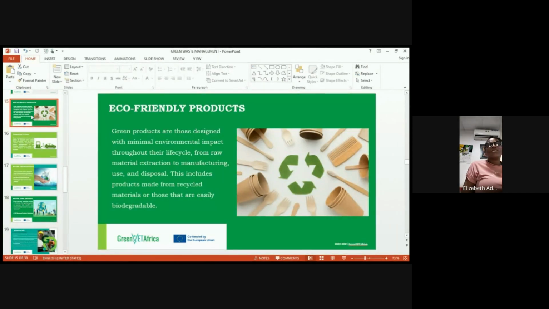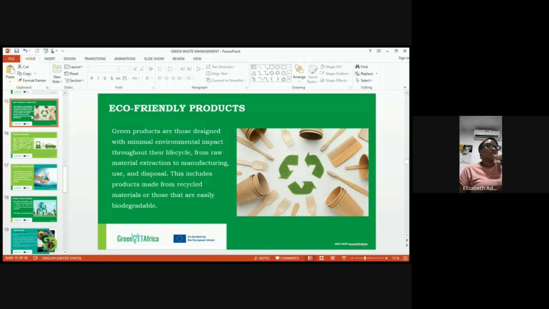Also, another environmental consideration is the use of eco-friendly products. Green products are those designed with minimal environmental impact throughout their life cycle, from raw material extraction to manufacturing to use and disposal. We see that in Lagos recently, there was a ban on styrofoam and other single-use plastic. We are promoting reuse, and then we want manufacturers to begin to consider the recyclability of their product or their materials. Most of these single-use plastic and styrofoams are the ones that block our drains, and when it rains, they make our environment liable to flooding.